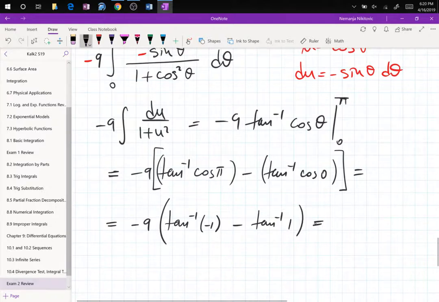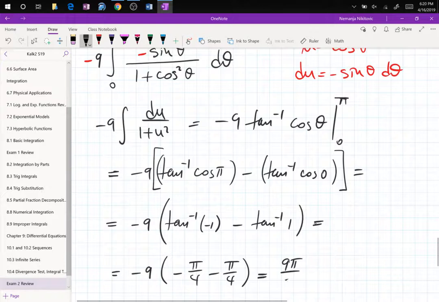And now, negative 9. And over here, negative 1 is at pi over 4, right? So we have negative pi over 4 minus another pi over 4. So all these negatives make a positive. This is pi over 2, 9 pi over 2. Good enough.